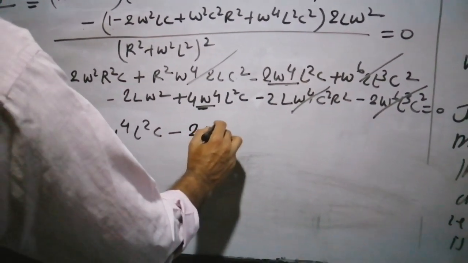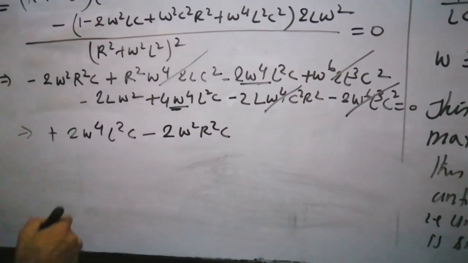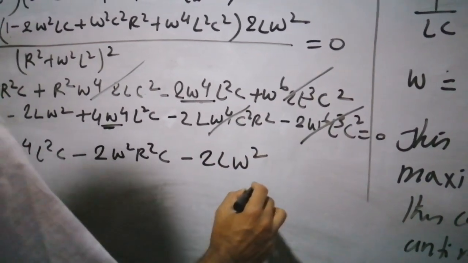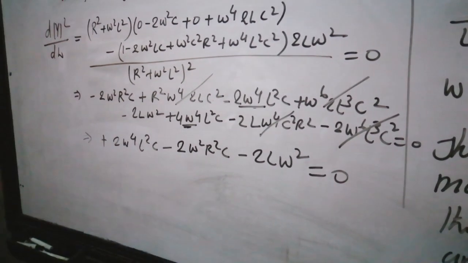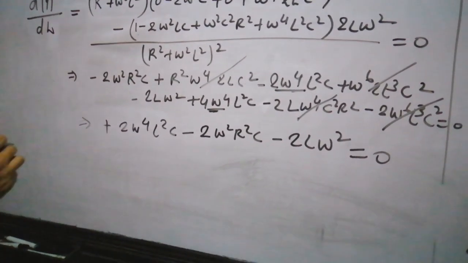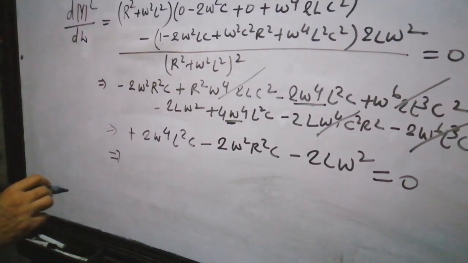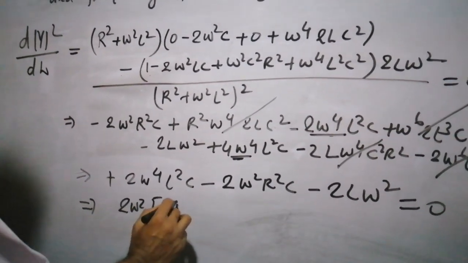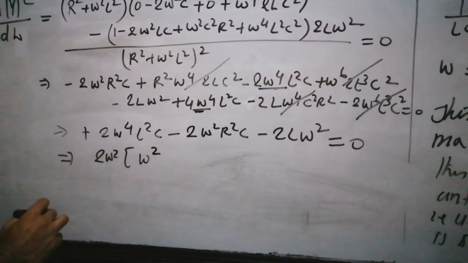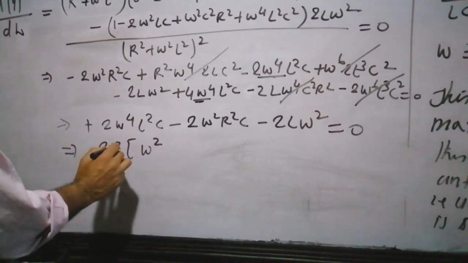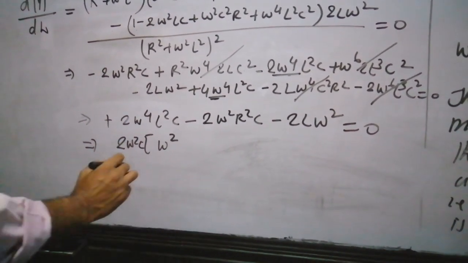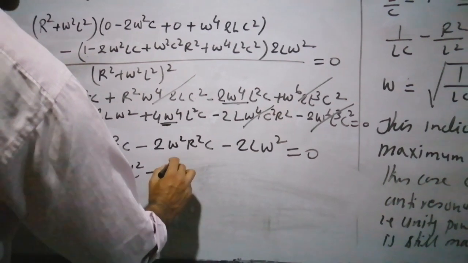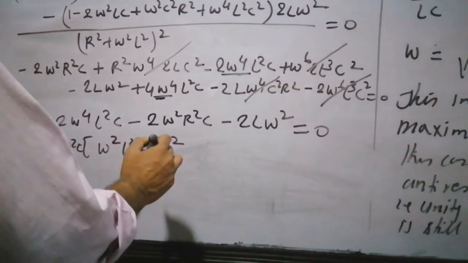Minus 2 omega square R square C minus 2L omega square, which equals 0. Any term missing? I don't think so. Now, as omega square is common, let me take this 2 omega square common. I take this, I get the omega square. There is C also common, so I take C common also. Omega square, L square, and here I get the minus R square.